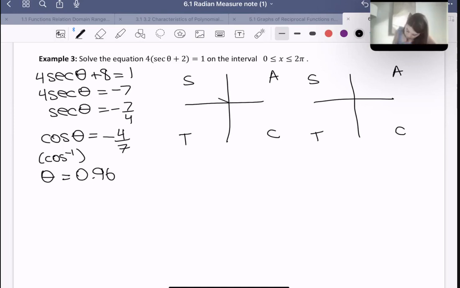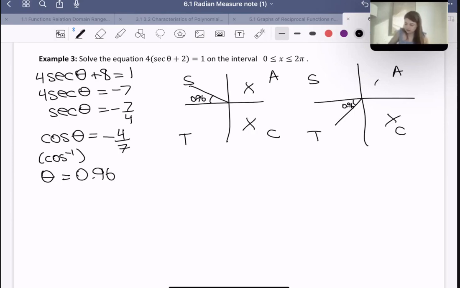So let's draw this one here. This one is going to be 0.96. And then here, I erased that by mistake. Here we're also going to have 0.96, right? So that's what we're going to have there. All right, and we're going to ignore A and C because these are quadrants where cosine is going to be positive, and cosine clearly is negative here. It's negative 4 over 7. Okay, so with all that said, what is theta then?